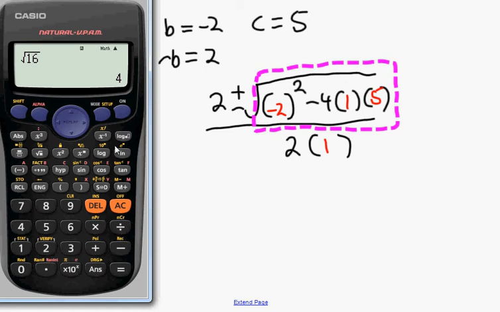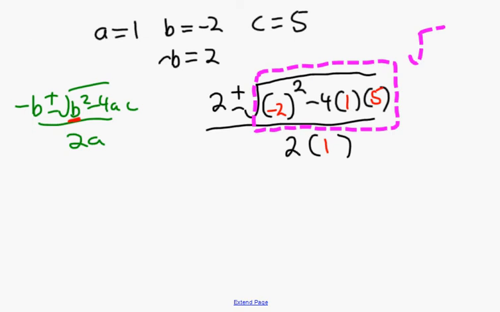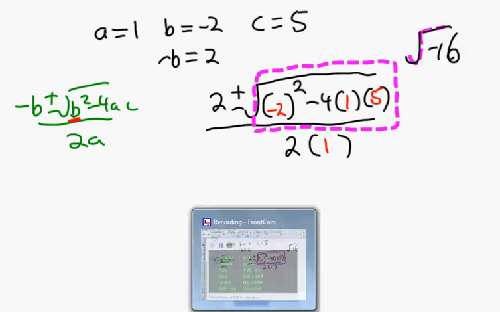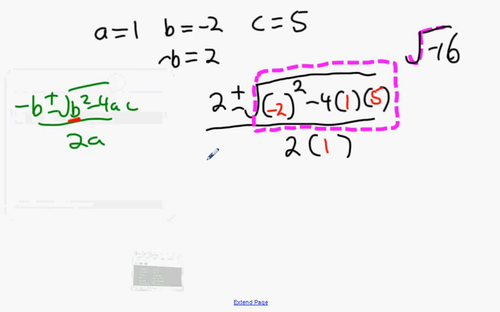Everybody alright with that? So, what's going to happen is, if I put this all in my calculator to begin with, so I put minus 2 squared minus 4 bracket 1 bracket 5, what happens here, guys? Math error. Once I realise that, I'm going to go back to the very start. I'm going to delete the square root sign and just press equal. It's actually square root of minus 16. So what is the square root of minus 16?